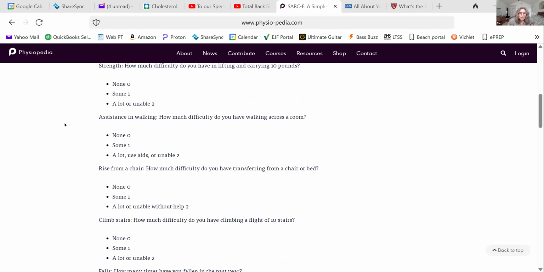All right. Rising from a chair. How much difficulty do you have transferring from a chair or a bed? None, 0. Some, I would say give yourself a 1 if you have to use your arms. We've talked about that before. Using your arms means you need a little bit of help, so give yourself a 1. And if you're unable to, or you really can't do it, you give yourself a 2.